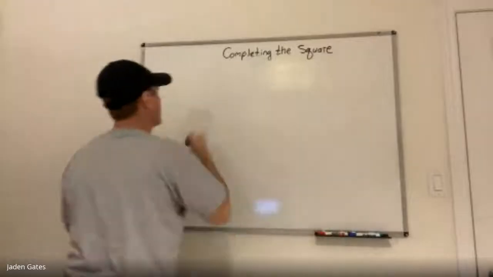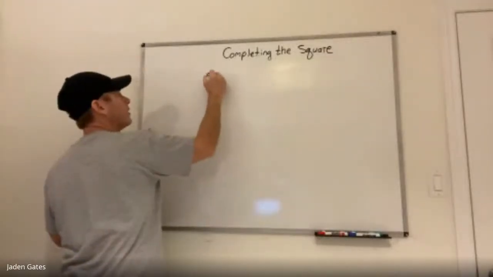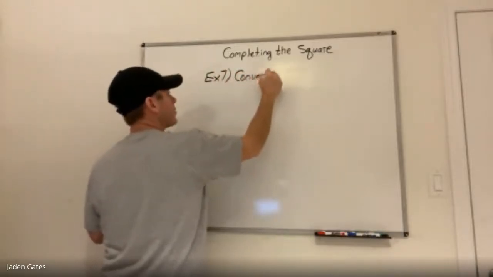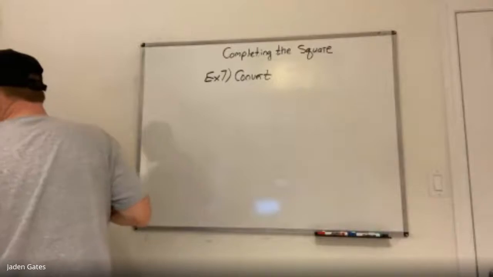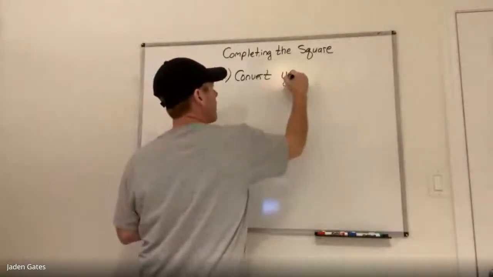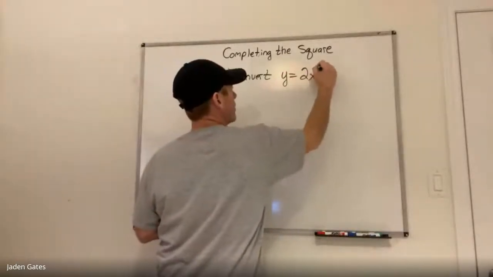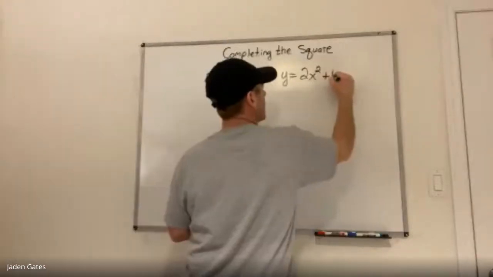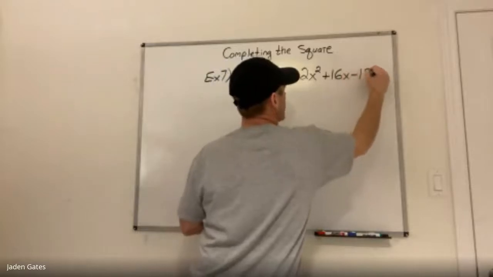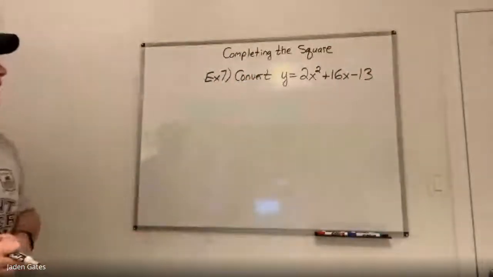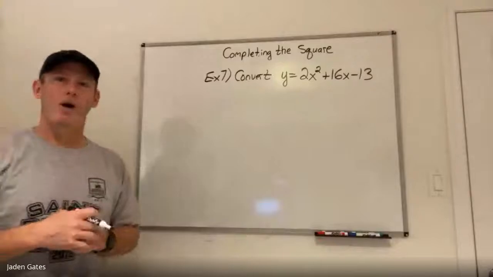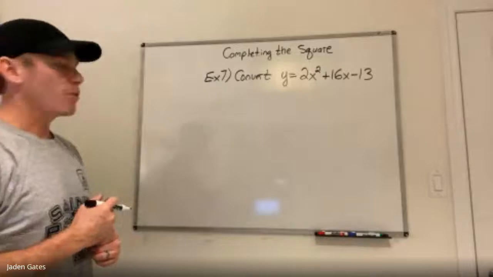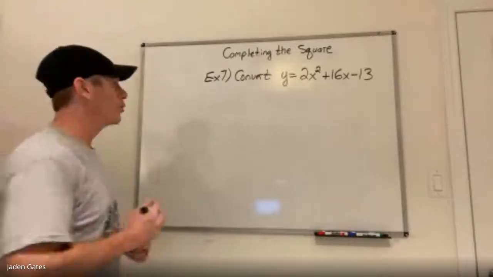All right, so here we go, example 7. And this time we're going to convert y equals 2x squared plus 16x minus 13. All right, so again, we have a quadratic in standard form. We don't have a 1 in front of our x squared. So again, I'm going to have to factor out that 2.